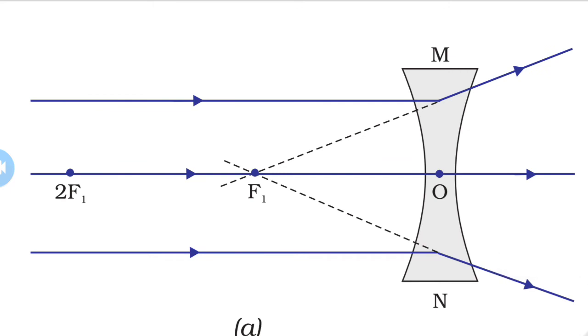Now we discuss the position, nature and size of the image of an object placed at infinite distance from a concave lens. The position of the object is at infinite distance from the concave lens, and the image is obtained on the same side of the object at the principal focus F1. It is virtual and erect, and highly diminished relative to the object. A point size image is obtained.